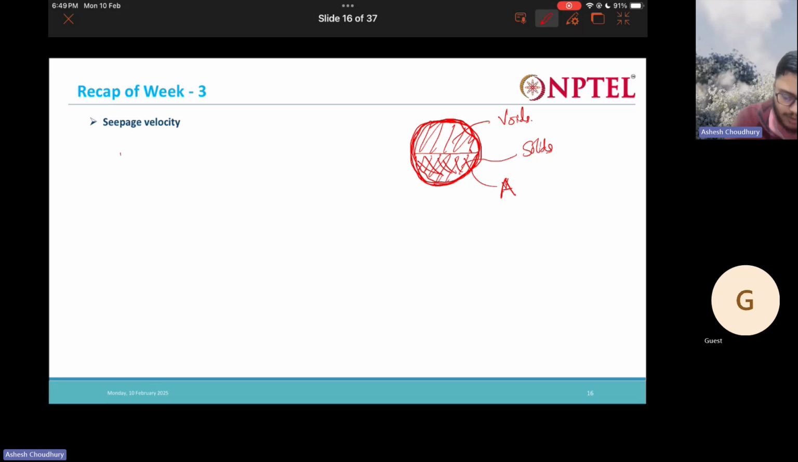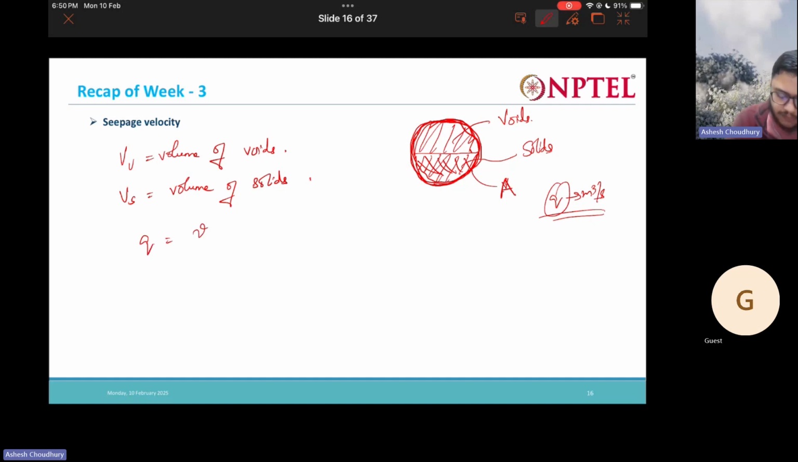Now Vv we know is nothing but the volume of voids, and Vs is the volume of solids. Now a flow Q, which is nothing but the flow. This flow is what? The velocity of flow.